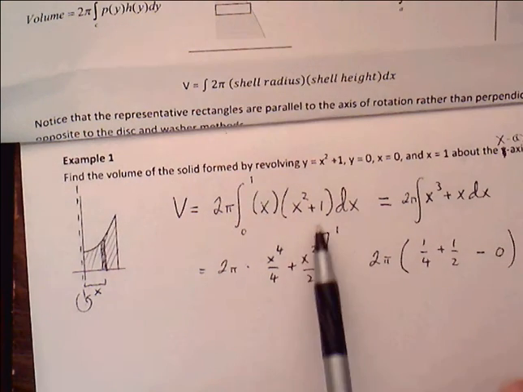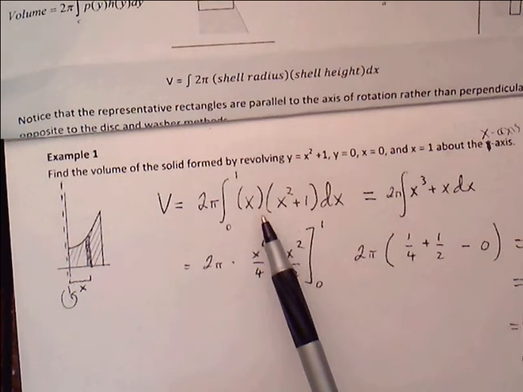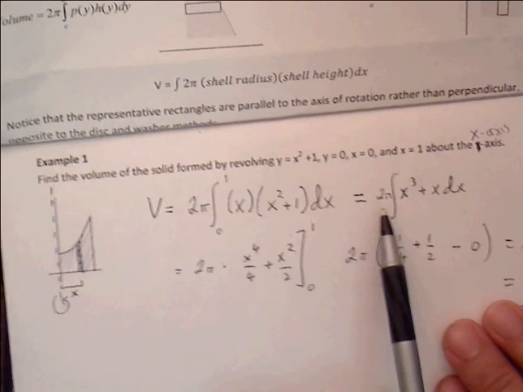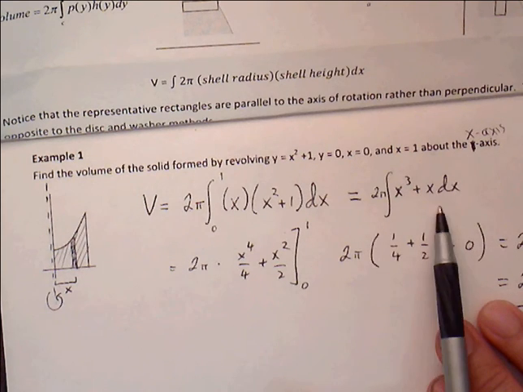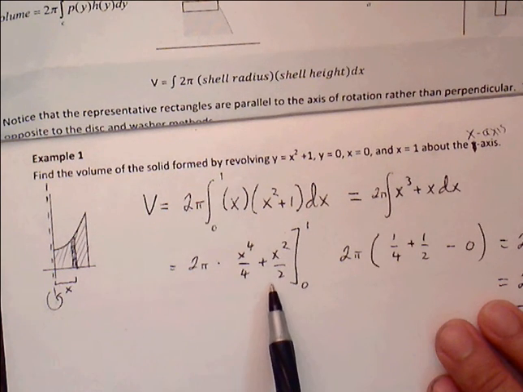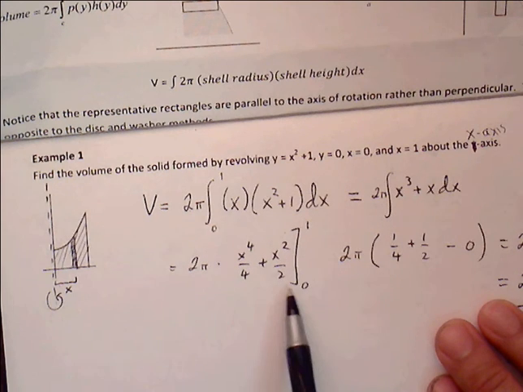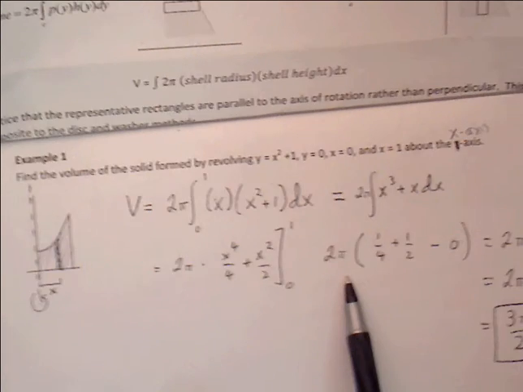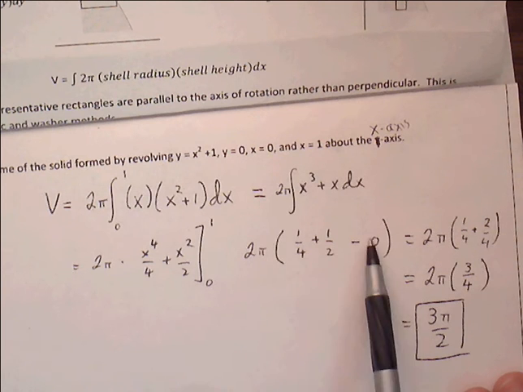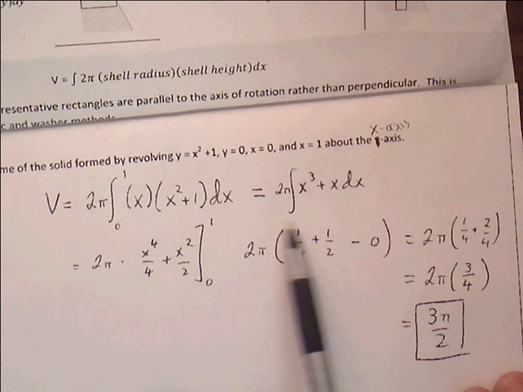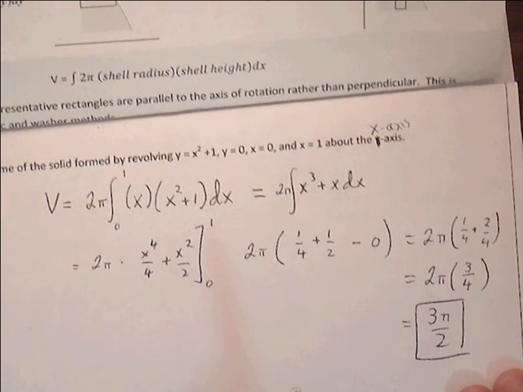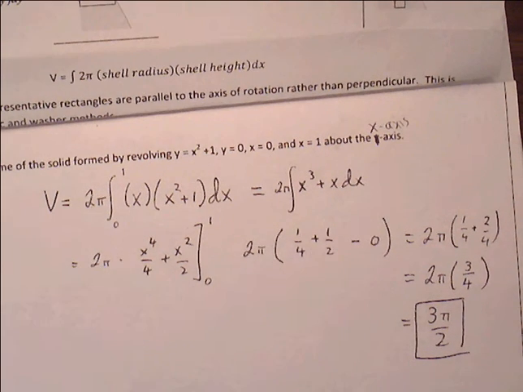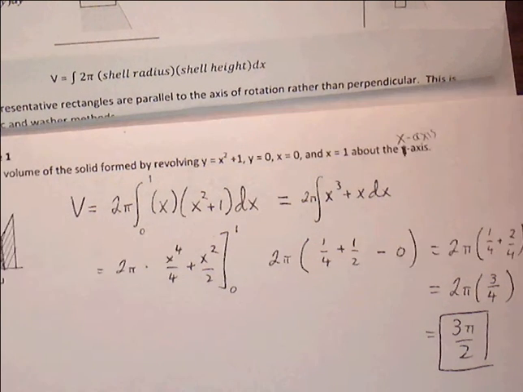Now we just work this through, distribute the x, and we get x cubed plus x, with 2 pi on the outside. We find the integral using the power rule, x to the 4th over 4 plus x squared over 2. Evaluate the upper and lower bounds, and finally we distribute the 2 pi through, and 2 pi times 3/4 gives us 3 pi over 2. And that is the volume of the solid for this shape using the shell method.